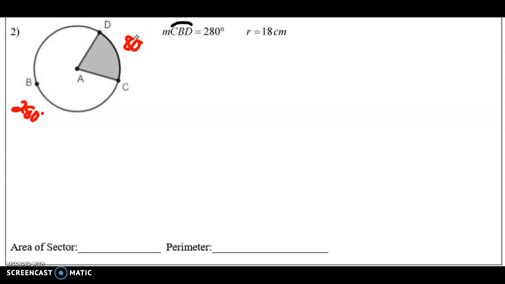And we'll need to know that in order to find the area of the sector and the perimeter. It also tells us that the radius is 18. So we're going to keep that in mind. Let's find the area first.